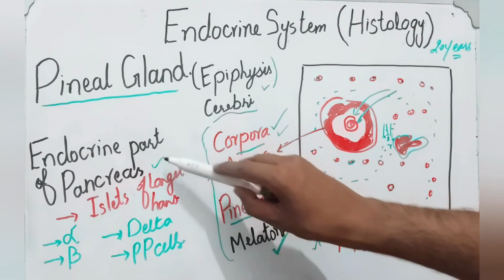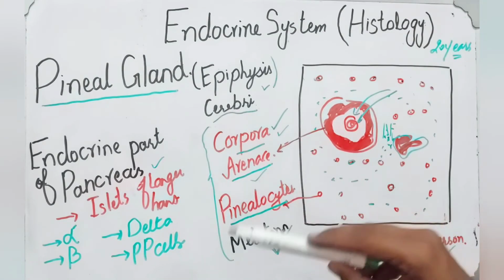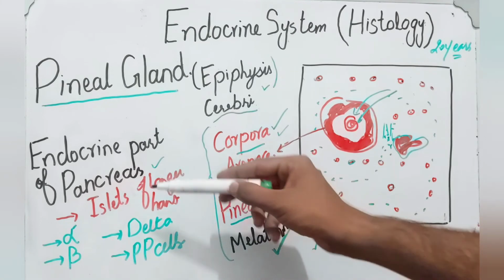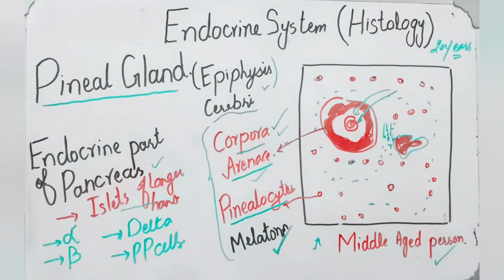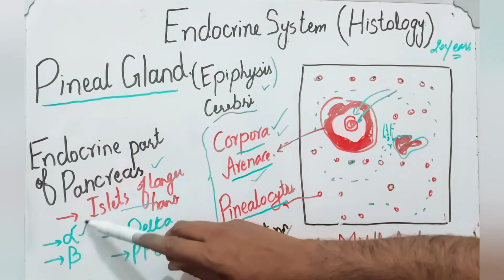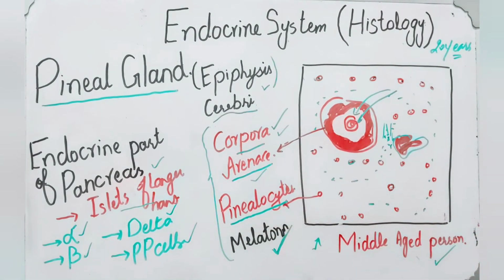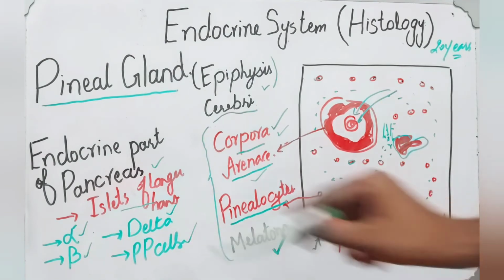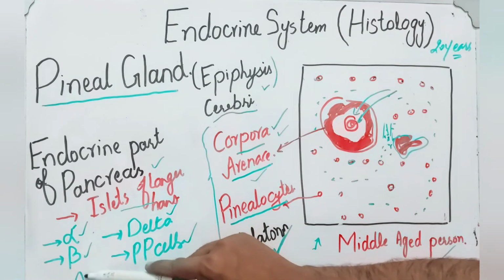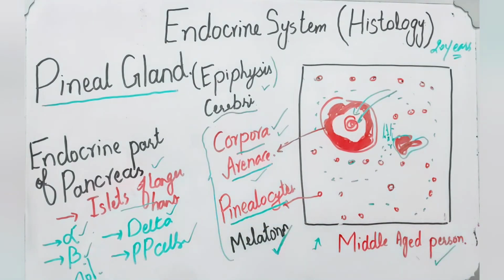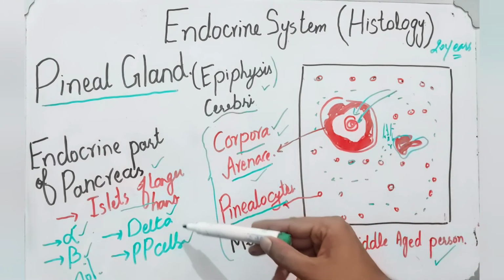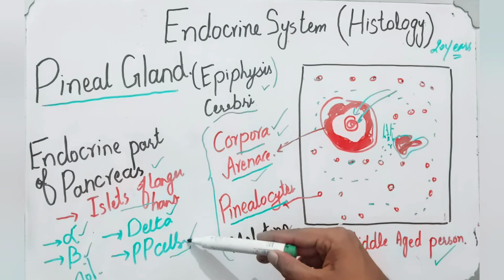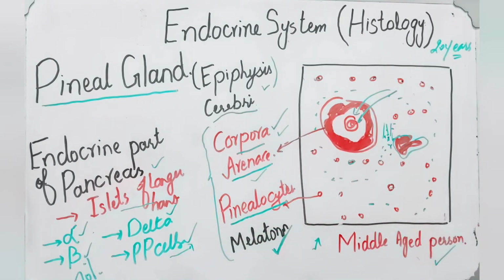Now the most important is the endocrine part of the pancreas. The pancreas contains two parts. Number one is the endocrine, number two is the exocrine. We are discussing the endocrine part. These cells are the islets of Langerhans. They mainly consist of four types of cells: alpha cells, beta cells, delta cells, and PP cells. Alpha cells produce glucagon. Beta cells, which are more than 70%, are involved in the production of insulin. Delta cells are involved in the production of somatostatin, and PP cells are involved in the production of pancreatic polypeptide.